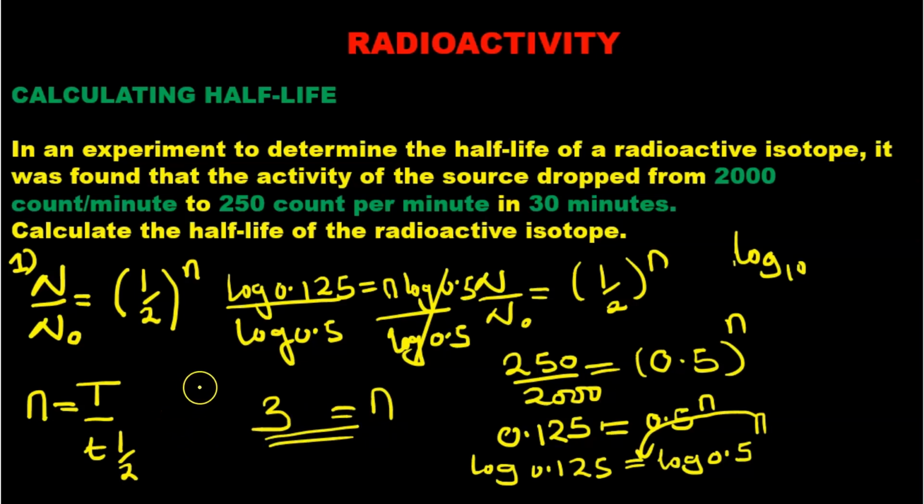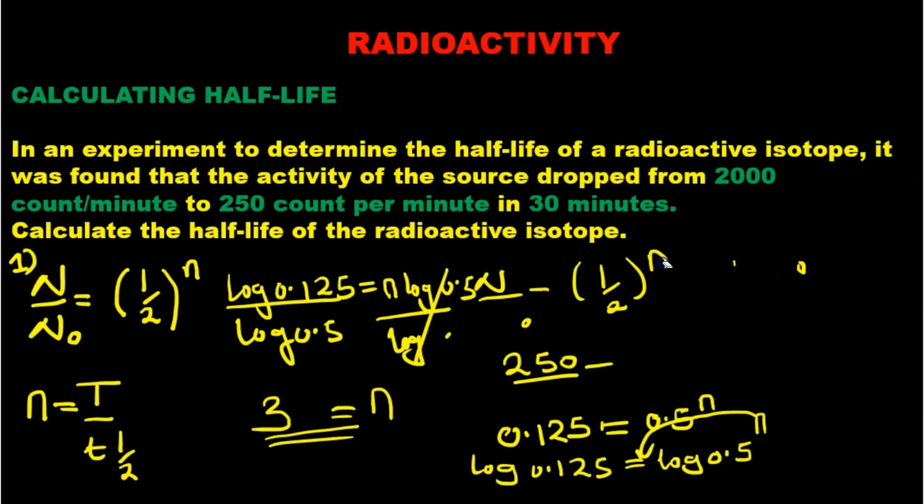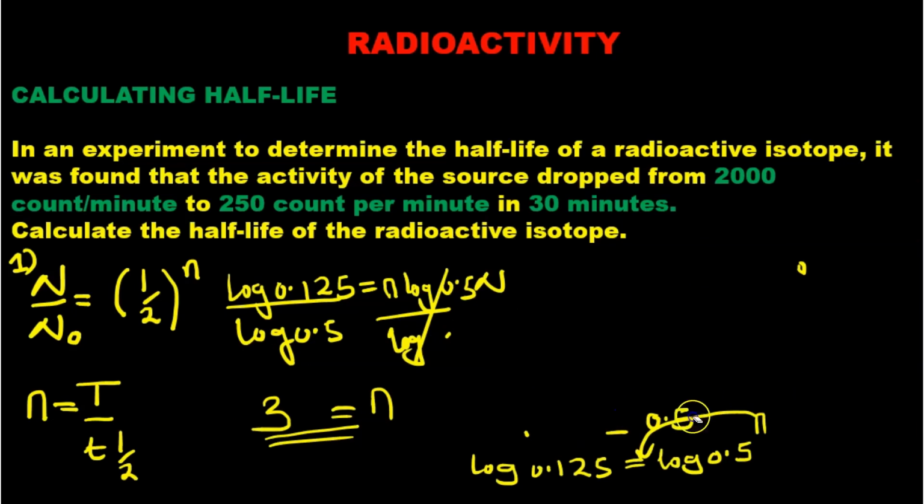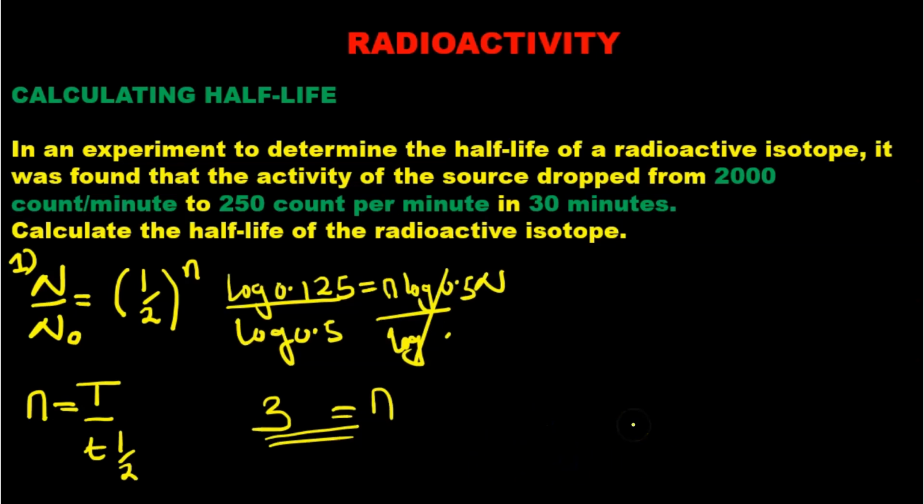Okay? So now, there's another way, the easy way to find n, if you are given the initial amount of the sample and of course the sample that remains. So what is the easy way? This one works normally when you are given the initial sample or activity, and also the one that remains. So this is how it works. You have the initial, which is 2000, and you have the one that remains, 250.